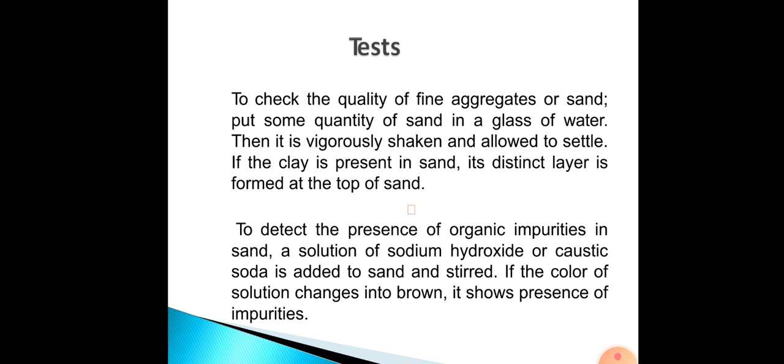To know whether there is presence of organic impurities in sand, a solution of sodium hydroxide or caustic soda is added to the sand and stirred properly. If the color of the solution changes to brown, it indicates the presence of impurities.